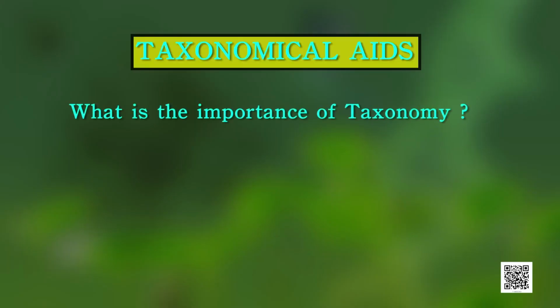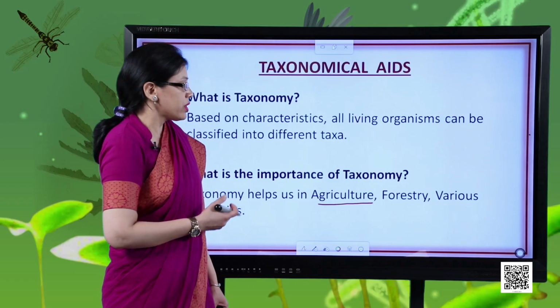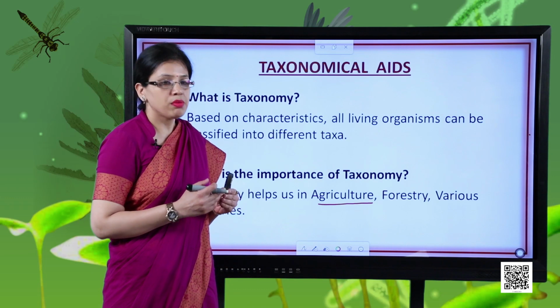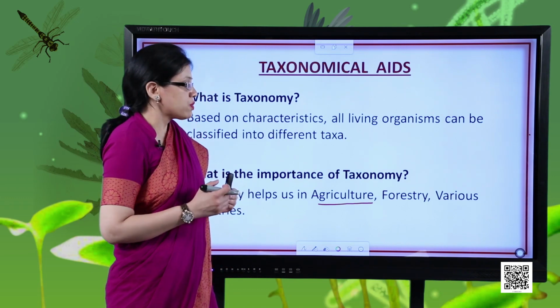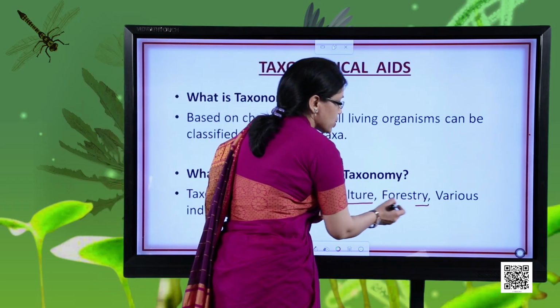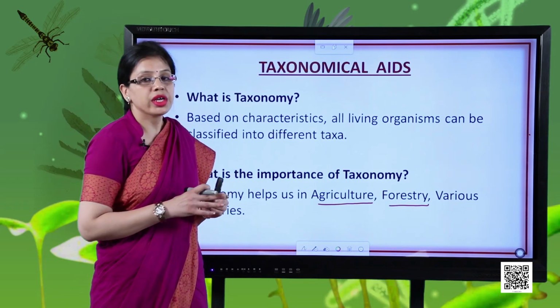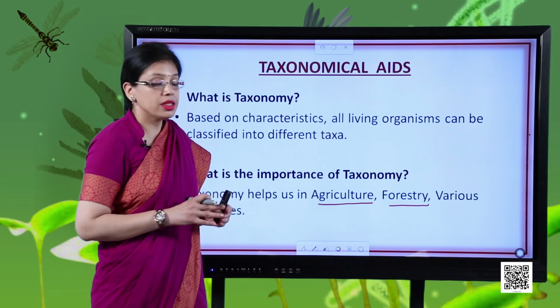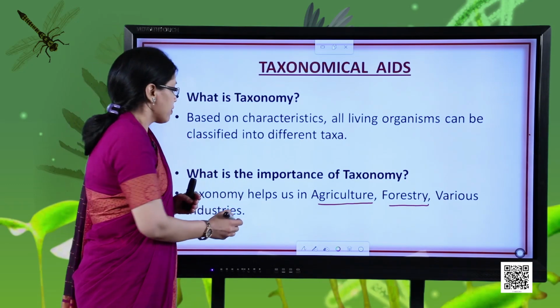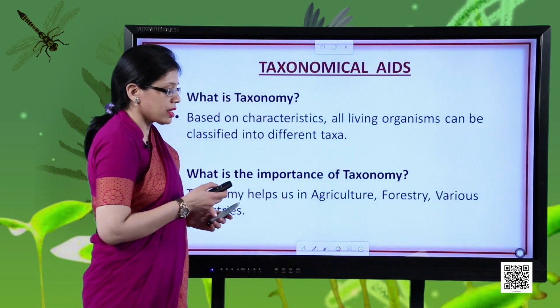Now we have to discuss why we are studying taxonomy so much, what is the importance of taxonomy. It is really important to us because it helps us in the field of agriculture also. With the help of taxonomy, we will be able to study the plant and pest relationship, and this will help us in managing the pest population in a better manner. Similarly, this is also helping us in forestry. How? With the help of taxonomy, we will be able to identify the plants which are well suited for a given area. Then this also helps us in various industries. So that is why taxonomy is very important to us and we are studying it.